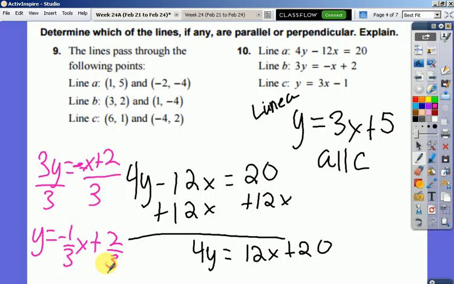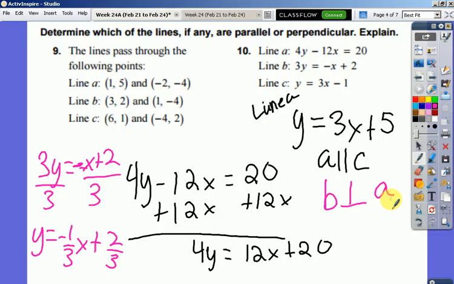So what do you know about line B? It's perpendicular. It's perpendicular to what two lines? C and A, right? B is perpendicular. Remember we did the upside down T to line A. How did you know it's perpendicular?